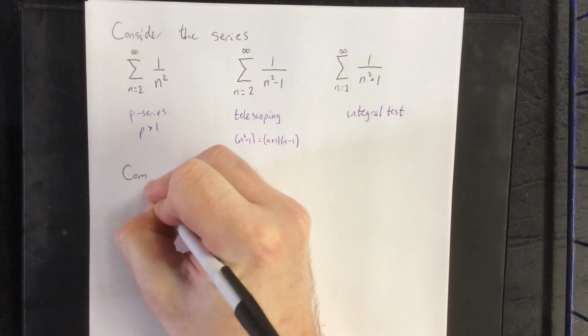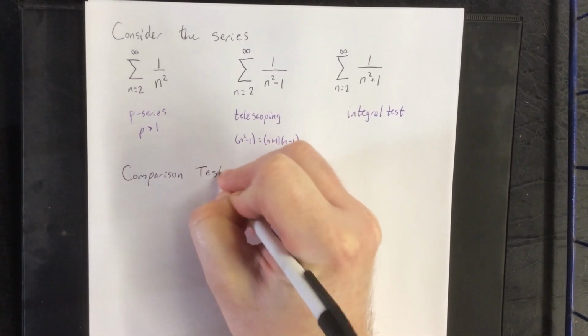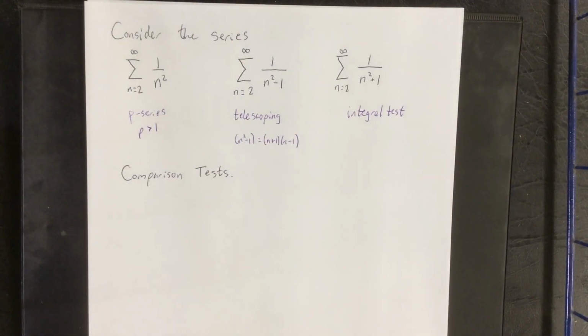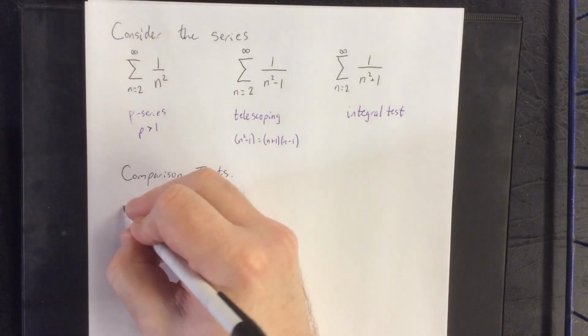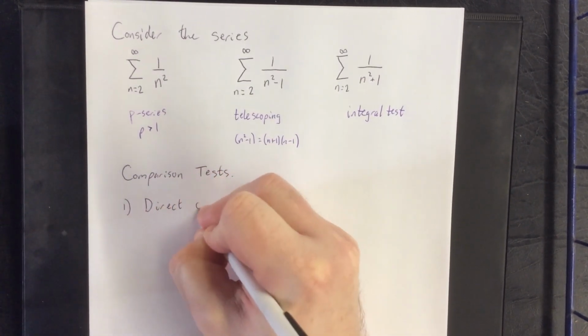Now, the reason that I bring this up is because we're going to introduce the comparison tests. The comparison tests help you determine the convergence or divergence of a given series based off of comparing it to something else that you already know converges or diverges. So with that in mind, first one we're going to talk about is referred to as the direct comparison test.